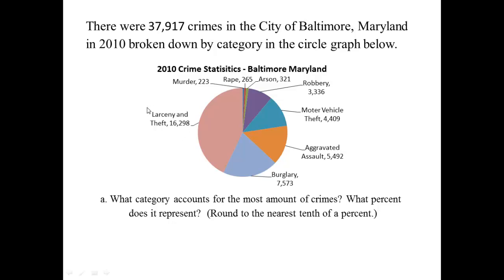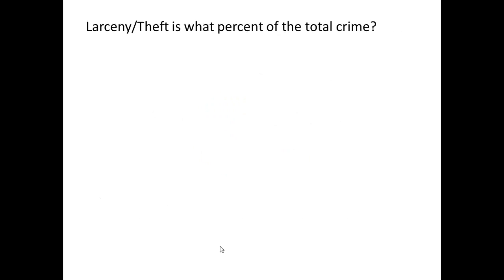We can see from our graph that larceny and theft account for 16,298 of the crimes in the city of Baltimore. Therefore, this is our category that has the most amount of crimes. What percent does this represent? So the question is, larceny and theft is what percent of the total crime?